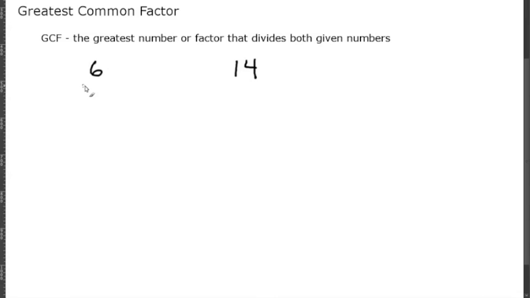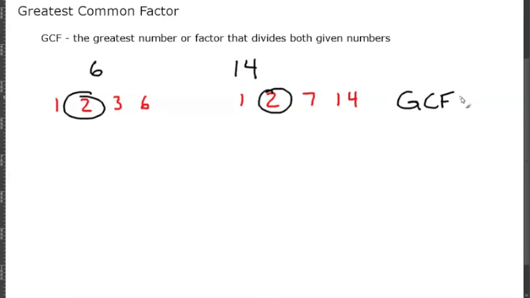One way to do it is to list out all of the factors. 1, 2, 3, and 6 are the factors of 6. 1, 2, 7, and 14 are the factors of 14. Now, once you see the list of factors, look for the greatest one that they have in common. 1 is in common for both, 2 is in common for both, 3 and 6 are not in 14, so 2 would be the greatest common factor. So GCF equals 2.